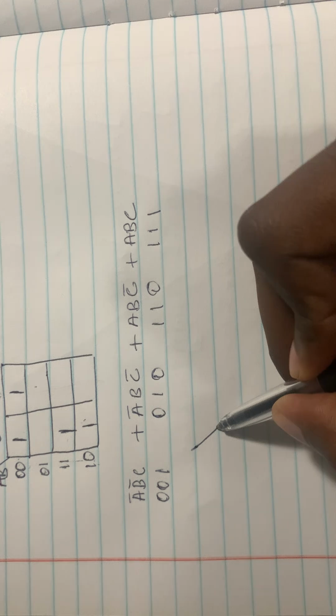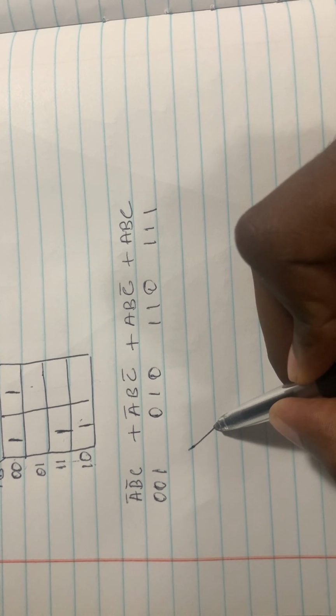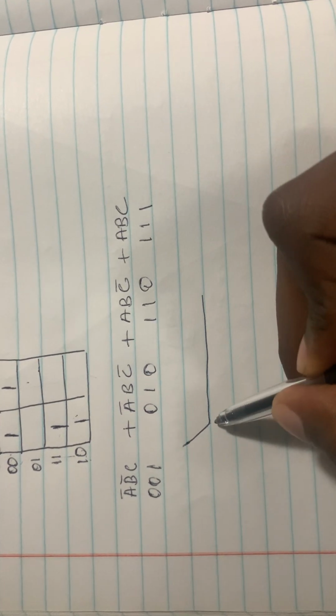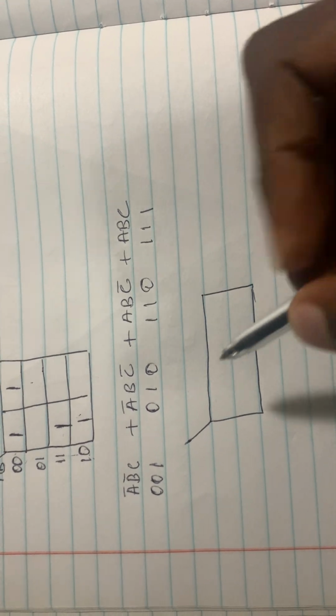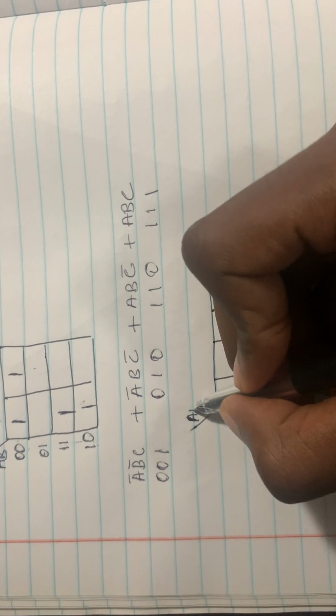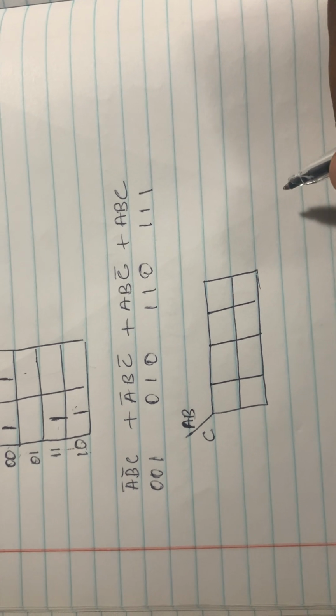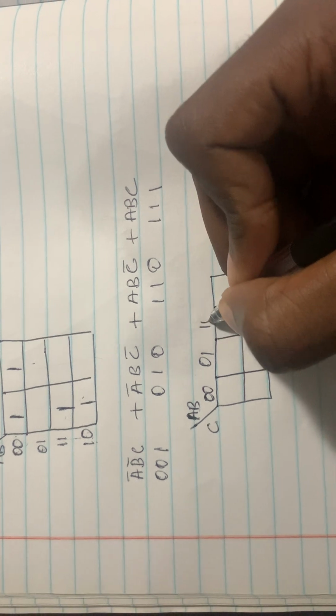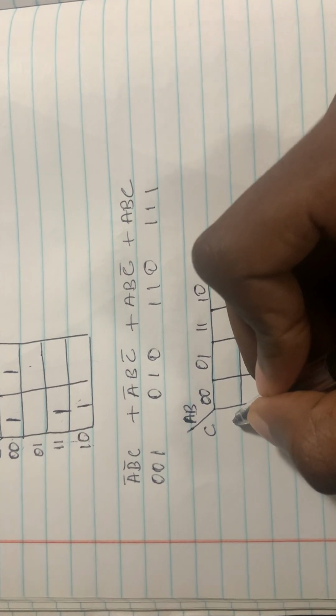Let's draw using the horizontal one, because it's different. Let's use this one in this case. So we will have something that looks like this. It's still one and the same thing. So it will be AB here, and here it will be C. Here it is 0 0, 0 1, 1 1, and 1 0, and here it is 0 and 1.